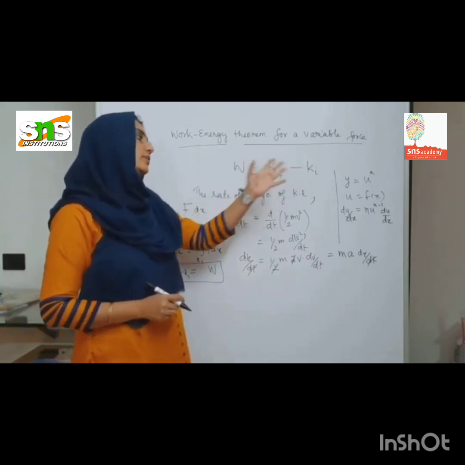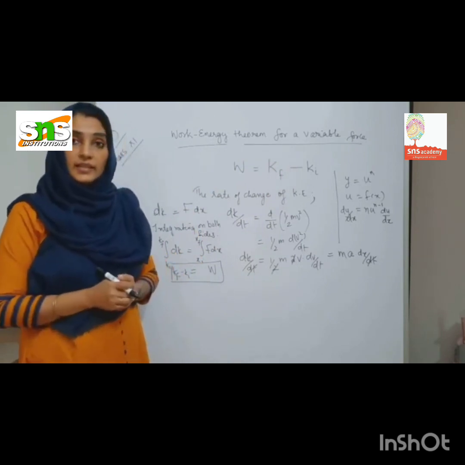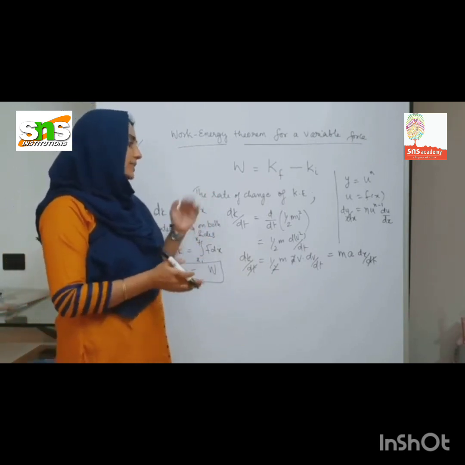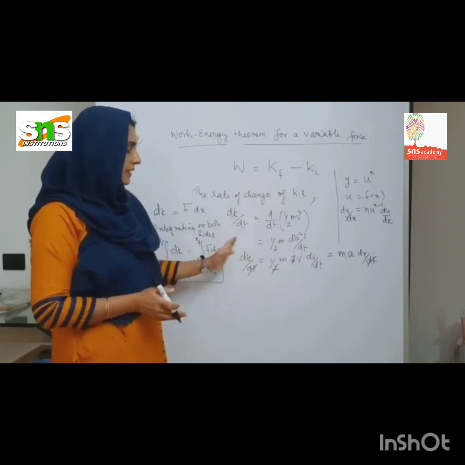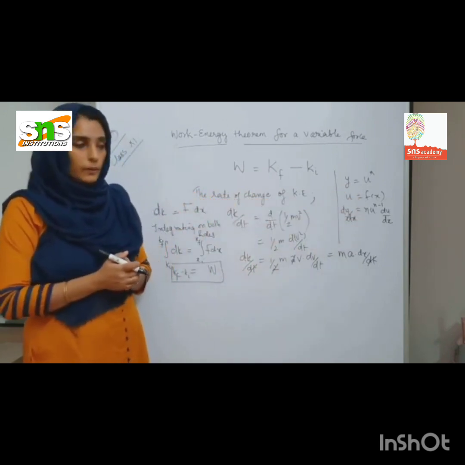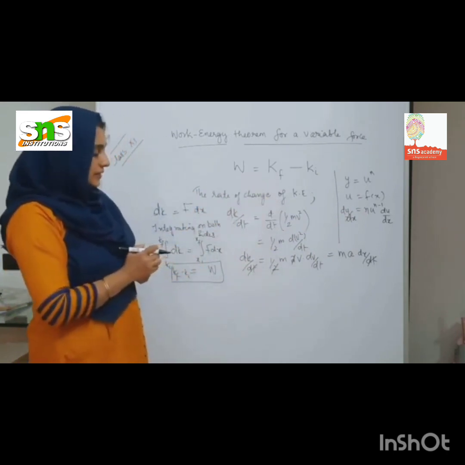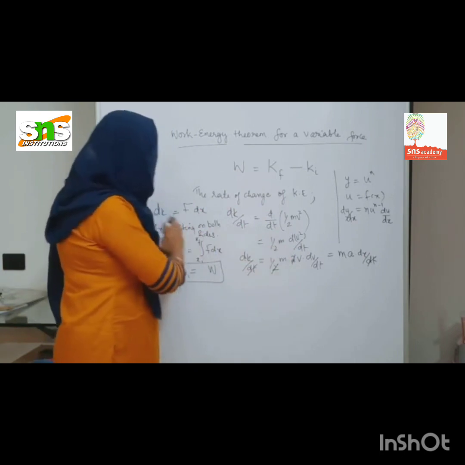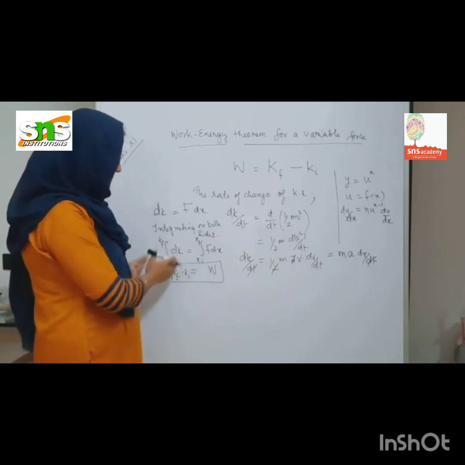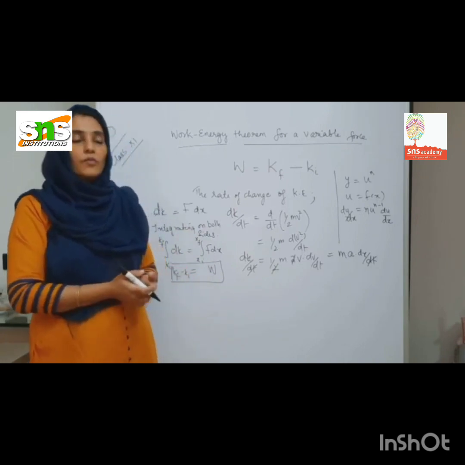We started with a variable force, a continuously varying force acting on a body such that the kinetic energy of the body changes from an initial value to a final value. Then we started with the rate of change of kinetic energy as dK by dt, which is equal to d by dt of half mv square. The rest proceeds according to the applications of differentiation, and after this we integrate in order to find the total change in kinetic energy. Both sides we are integrating. On the left hand side we get the change in kinetic energy, on the right hand side we get the work done on the system.